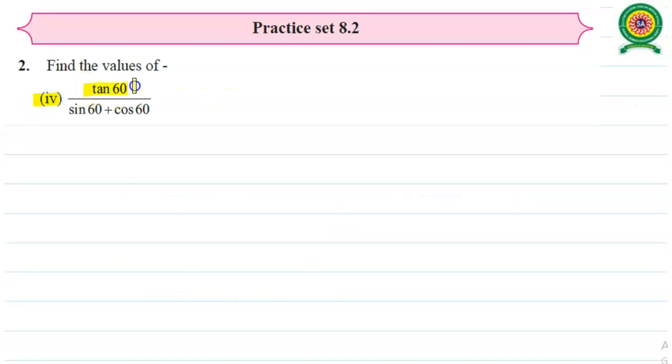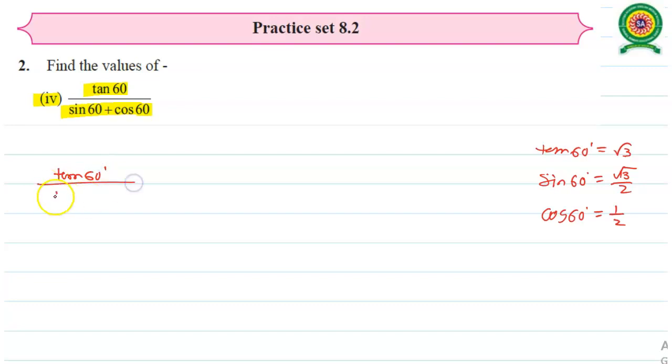Look at the fourth sub question. We have to evaluate the value of tan 60 divided by sine 60 plus cos of 60. So again, as per the table, we have tan 60 degrees is root 3, sine of 60 degrees is root 3 divided by 2, and cos of 60 degrees is 1 by 2. So the value of tan of 60 degree divided by sine of 60 degree plus cos of 60 degree is of the form: tan 60 is root 3, while sine 60 is root 3 divided by 2 plus cos of 60 is half.